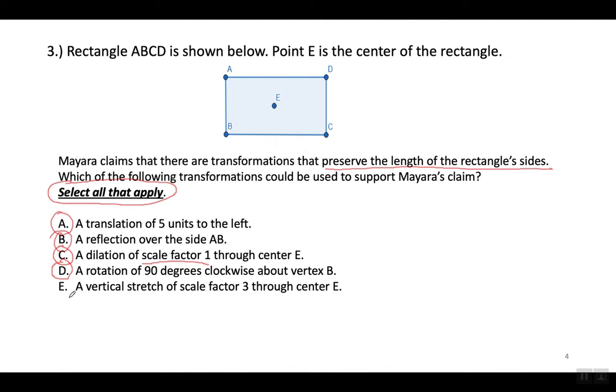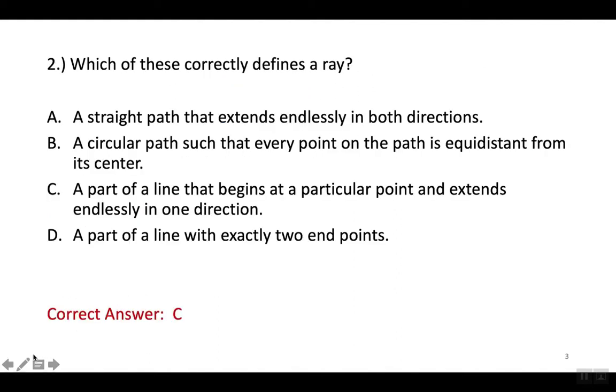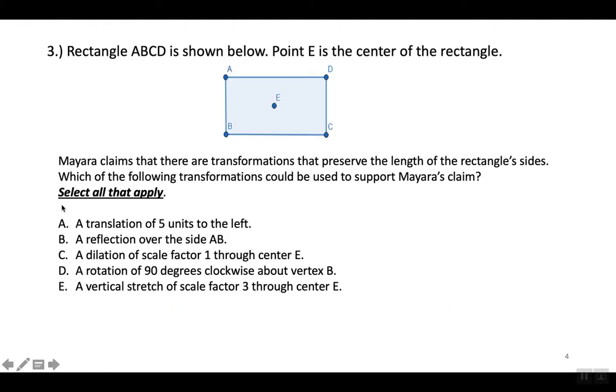Last one, E, a vertical... Whoops. All right. Let me write all the answers again. All right, I'm sorry. I got angry at myself there. I had to calm down.